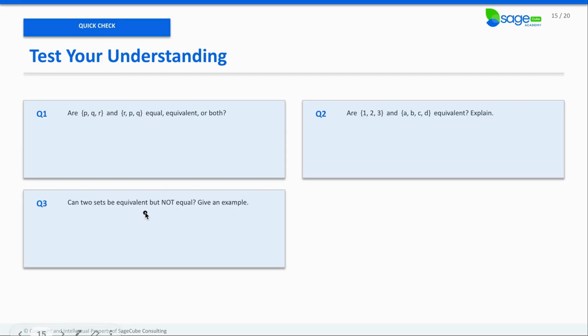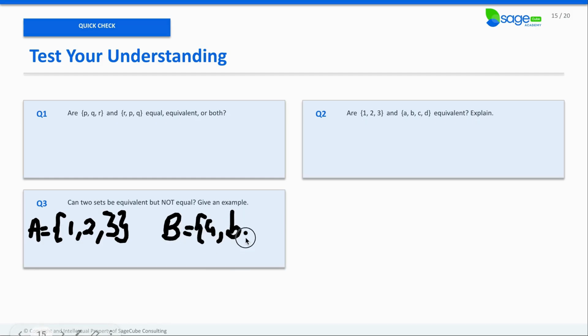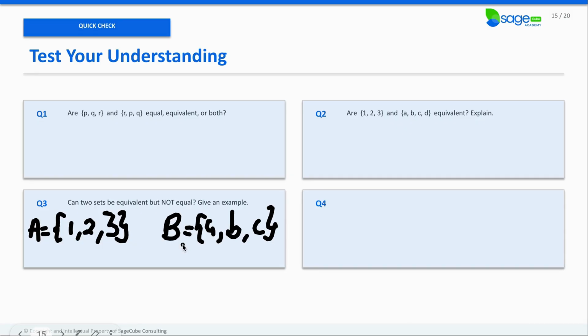Question 3. Can 2 sets be equivalent but not equal? Give an example. So if you have a set like A = {1, 2, 3} and B = {A, B, C}, 2 sets. These are numbers and these are letters, so we know that they are not equal. But their sizes are 3, 3. So yes, we can have 2 sets being equivalent but not equal. That's possible.